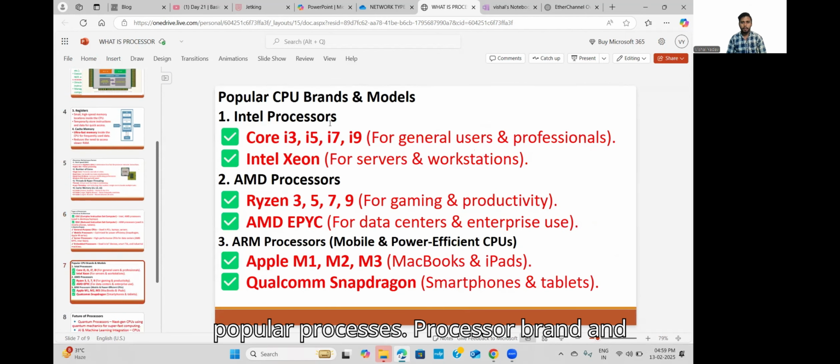And popular processor brands and models. Intel processors: Core i3, i5, i7 and i9 for general users and professionals, and Intel Xeon for servers and workstations. AMD processors: Ryzen 3, 5, 7, 9 for gaming laptops and productivity, and AMD EPYC for data centers and enterprise use. ARM processors, mobile and power-efficient CPUs: Apple M1, M2, M3 in MacBooks and iPads, and Qualcomm Snapdragon in smartwatches, tablets and smartphones.